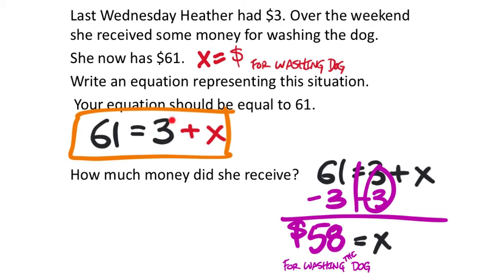That's true. But if you arrange this differently as x plus 3, you'll still get a true statement. I just did it in order from where she started, right? $3, and then she got the $58. But you could say, well, you're just adding the two values. So the amount that she collects from washing the dog and then the amount she had, it's going to give you the same answer. That does it.